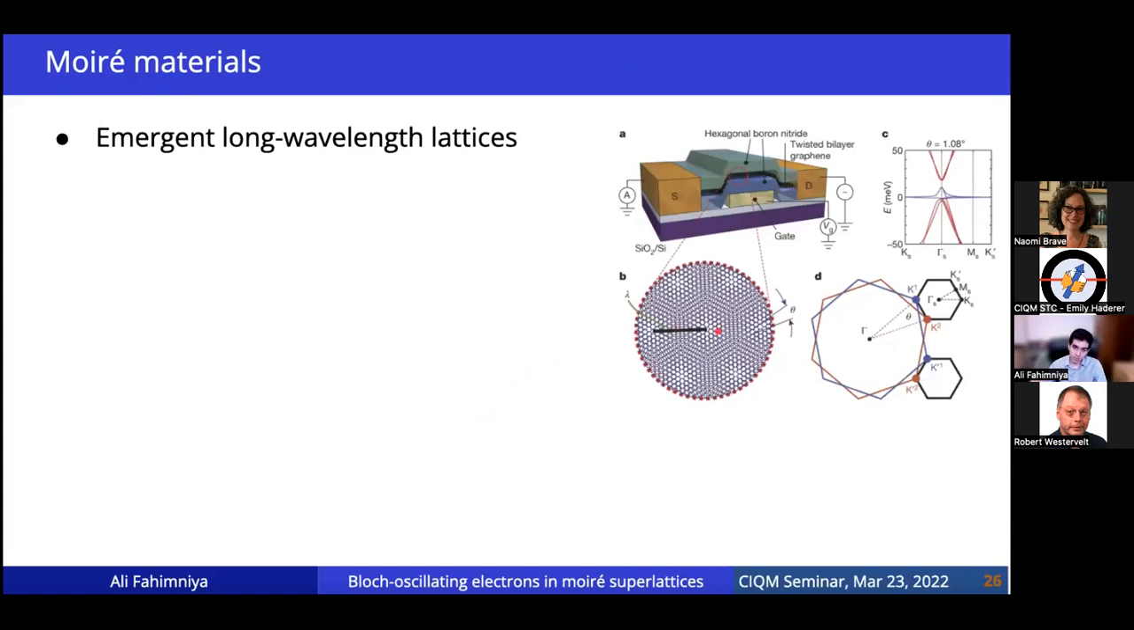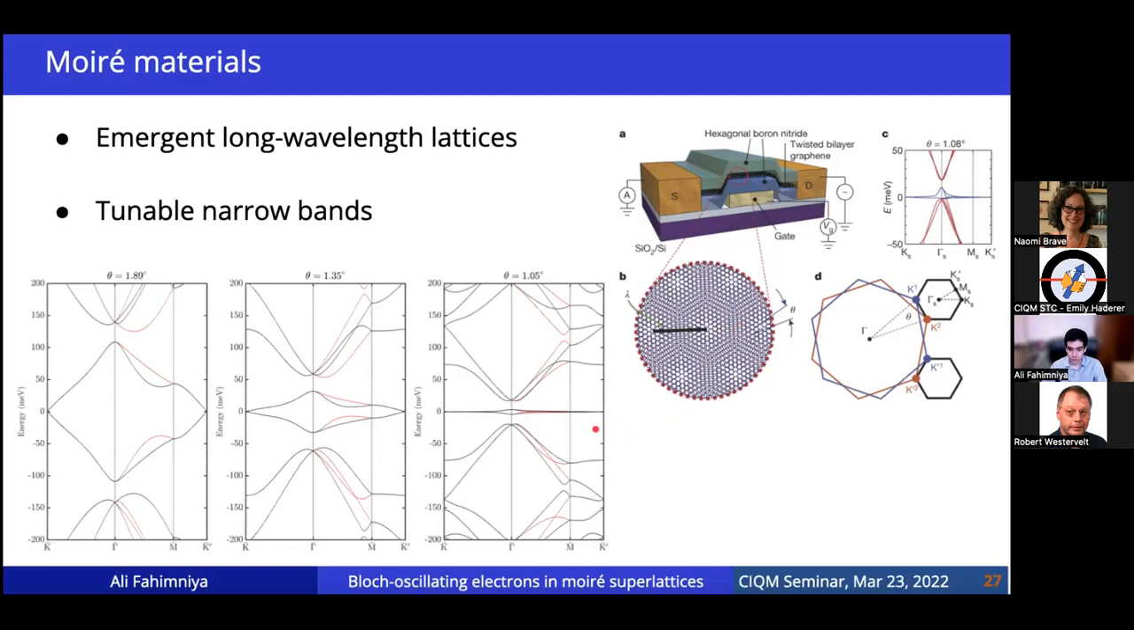superlattices that are emergent long wavelength lattices, actually, that form when we have a mismatch between two or more sublattices. For example, the famous twisted bilayer graphene in this picture is formed because of mismatch that is a result of twist. Then these moiré materials are pristine superlattices. And in some cases, they host super narrow Bloch bands. Like for the twisted bilayer graphene, I show bandwidths for different twist angles. And you can see that these narrow bands are actually tunable by the twist.